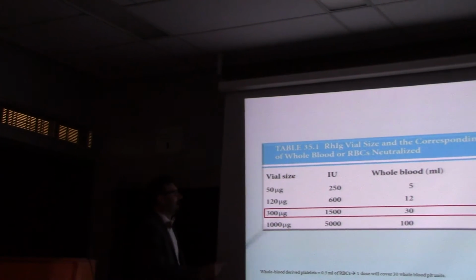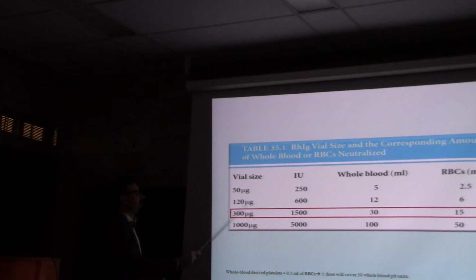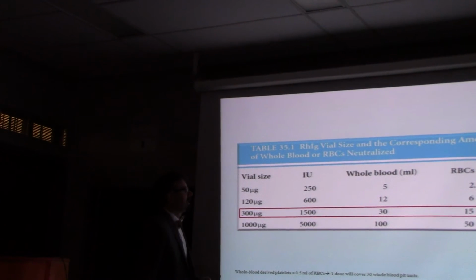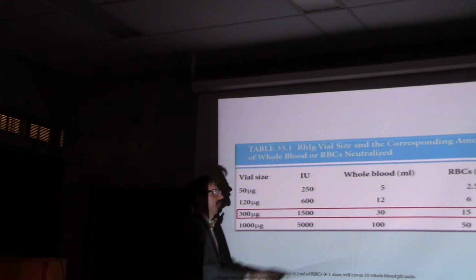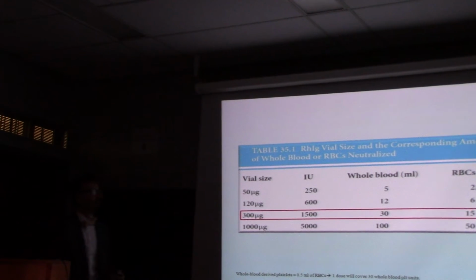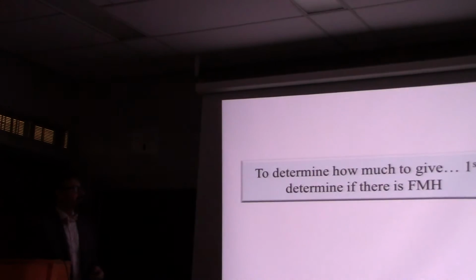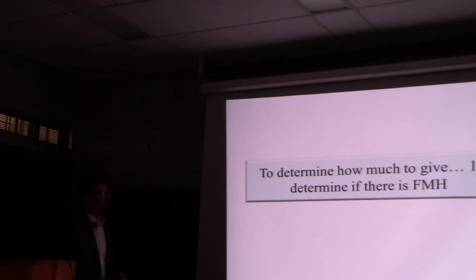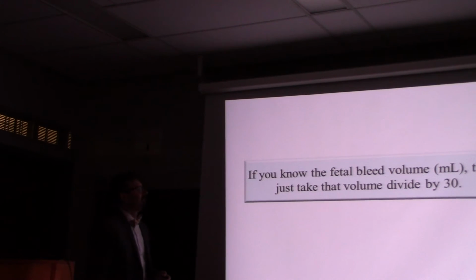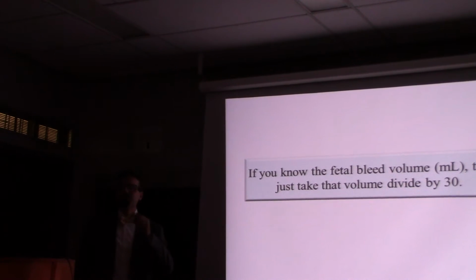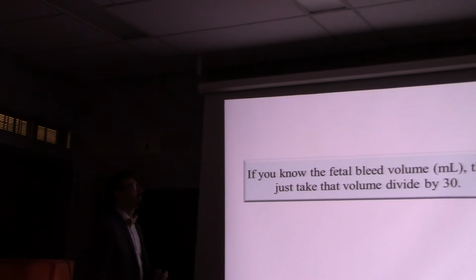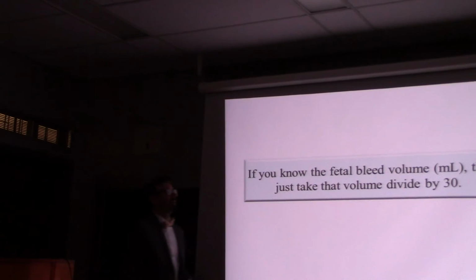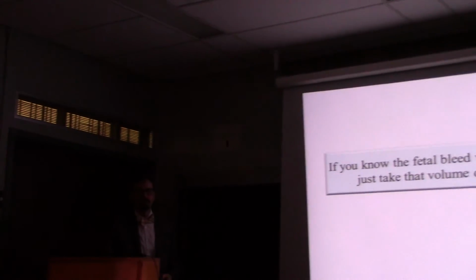These are the typical vials. Here we have the 300 microgram, or 1,500 IU, which covers 30 mL of whole blood. To determine how much to give, first determine if there was a fetal maternal hemorrhage. If you know the volume of the bleed, and you may not know, you just divide it by 30 because each vial covers 30 mL.